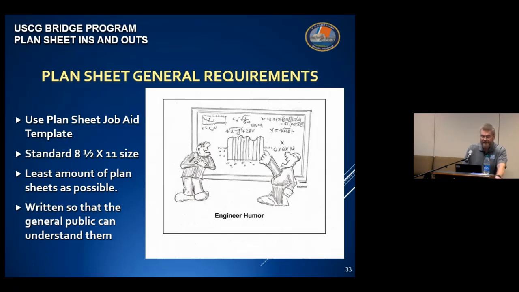We ask that all plans be provided in a standard 8.5 by 11-inch format. We also ask that you please provide the fewest amount of plan sheets as possible. We often see plan sheet sets ranging from 3 to 5 pages in length that meet all of our requirements. All right, and as I keep on hammering home, these plan sheets are provided for the general public for review and comment through the issuance of a Coast Guard public notice. So plan sheets should be written so that the general public can understand them. These are conceptual drawings that we use to approve the navigational clearances on the waterway, not construction drawings.